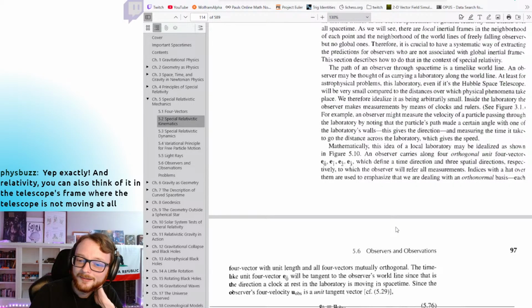I think they said the difference between summer and winter, six months apart, is less than 1 minute of arc or something. It's like 10 to the minus 4 radians, I think, is what it was. Wow, 10 to the minus 4 radians is the difference in angle. You can also think of it in the telescope's frame, where the telescope is not moving at all.